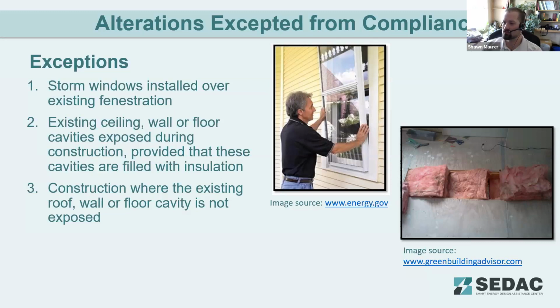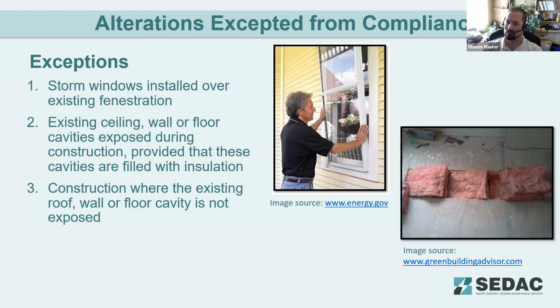Construction where the existing roof, wall, or floor cavity is not exposed. So again, touching back on a mass wall assembly, or say you've got a roof with attic floor insulation, and you're working on the roof deck. Since the insulation and everything beneath that isn't going to be touched by replacing the roof deck above that insulation, you're not required to add more insulation into the attic space when you replace that roof deck.